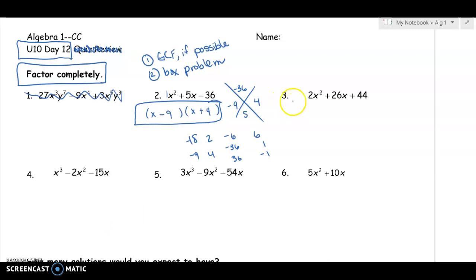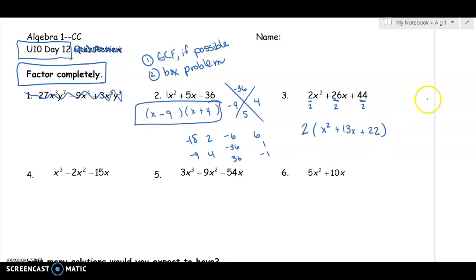If you look at number 3, GCF-wise, they don't all have an x in common, but if you look at 2, 26, and 44, all of those can be divided by 2. So we have a GCF of 2. Once we pull out the GCF, the stuff that's going to go inside the parentheses is what all of these were after dividing by 2. So we're going to divide each of those by 2. 2x squared divided by 2 is just x squared. 26x divided by 2 is 13x. 44 divided by 2 is 22.